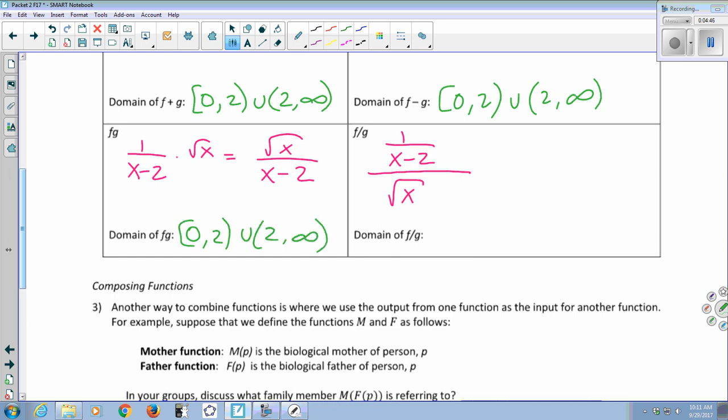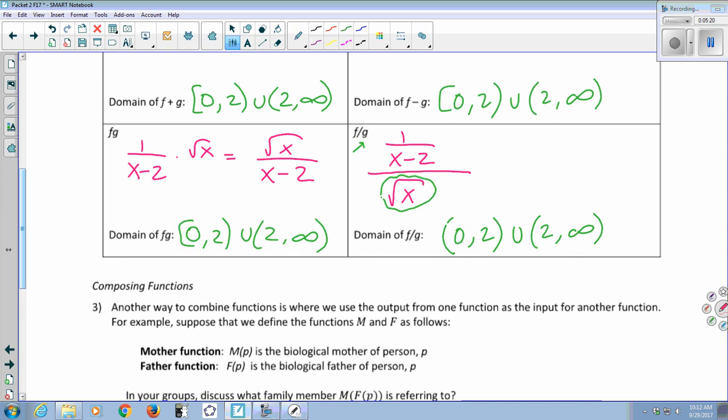And it's the same for the quotient, except I have to make sure that, because g is in the denominator, g can't be 0. So the denominator of my fraction can't be 0, which means that x can't be 0 because the square root of 0 is 0. So this domain changes a little bit because I have to leave 0 out. So this is going to be a round bracket, 0 to 2, union 2 to infinity, because I can't put 0 in or I'd have a 0 in the denominator there.